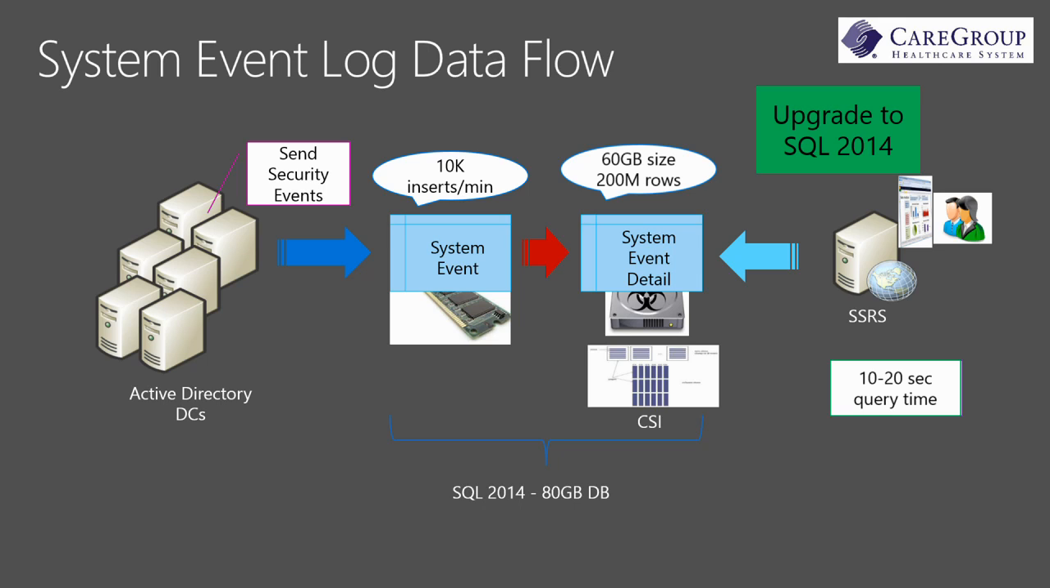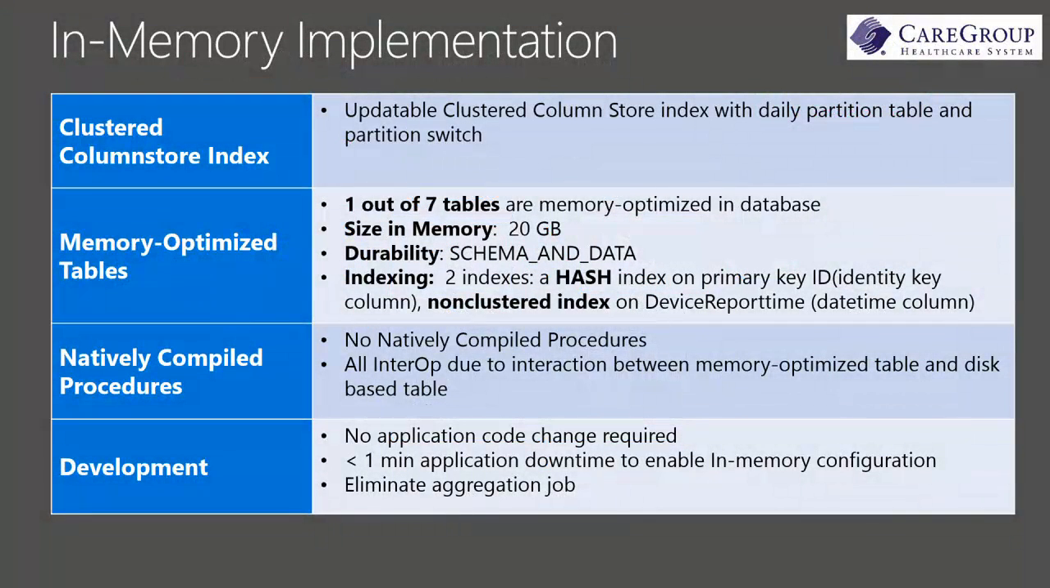So let's jump down a little bit more into their in-memory OLTP implementation. For the clustered column store index, I should mention they implemented the updatable clustered column store index. They did daily partitioning, and I think they're averaging about 3 months of data in the system event detail table. So they utilize partition switching to swap that data in and out, again keeping about a 3-month window.